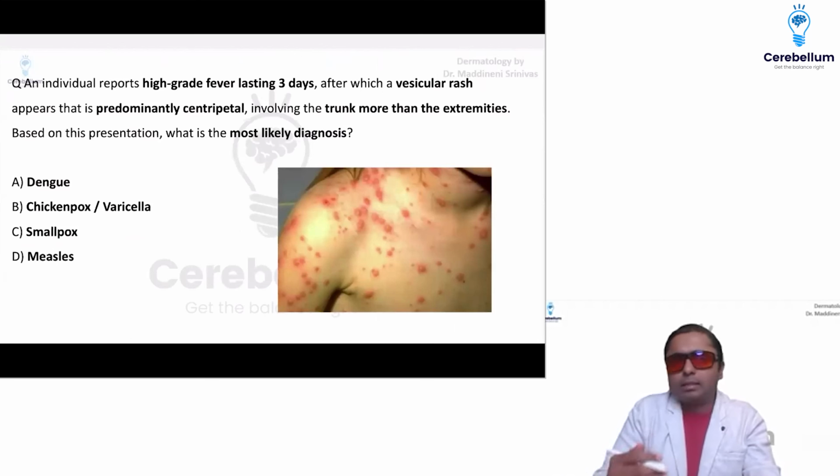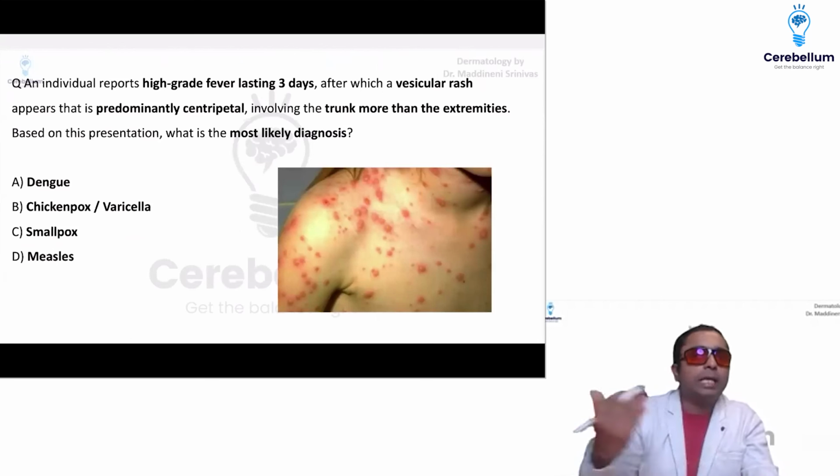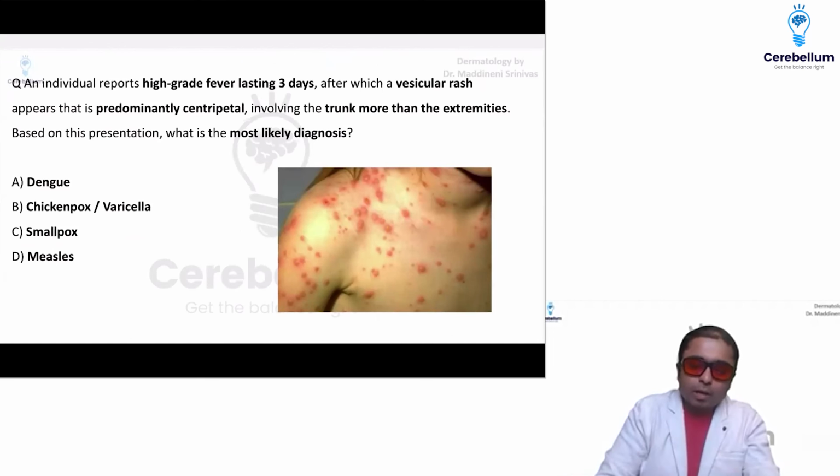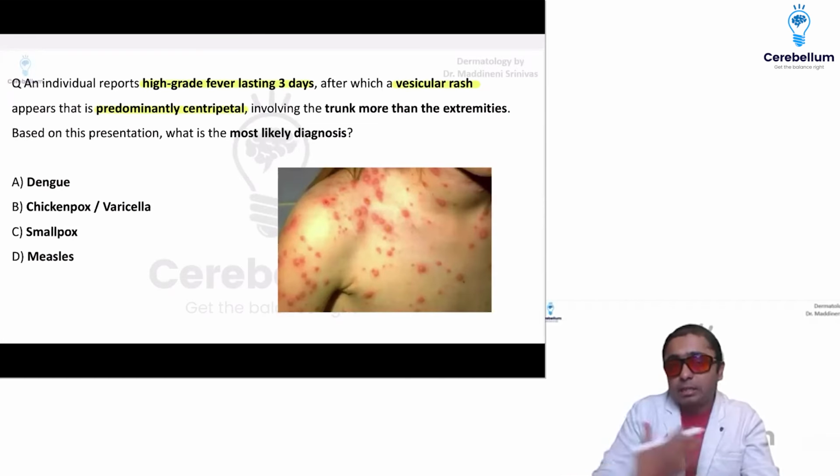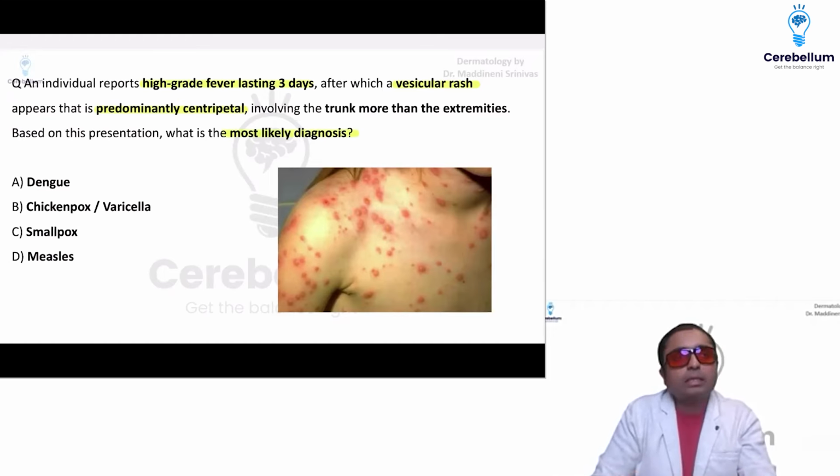Right. And this is, we can say, pediatrics, microbiology, and dermatology integration. So this might have been already discussed. If it was discussed, we can skip it. You can tell me in the comment section. So vesicular rash is present. There was a fever lasting 3 days, after which there was centripetal rash. That is the rash which is present more over the trunk, right? What is the most likely diagnosis? I hope everyone of you has marked this correct. So what do you think is the correct answer for this question?